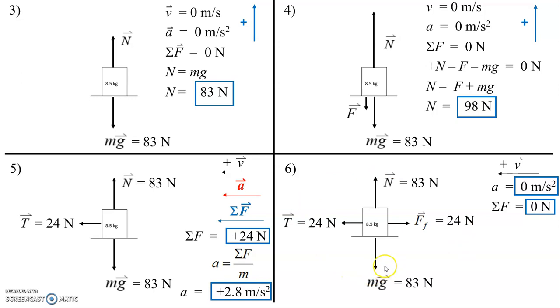And now we have a complete free body diagram that shows it's moving to the left, but it's not speeding up, slowing down, or changing direction. So the acceleration is 0, the net force is 0. So it's still moving to the left, but the forces are balanced. None of these forces is winning over the other. This is the situation known as equilibrium.